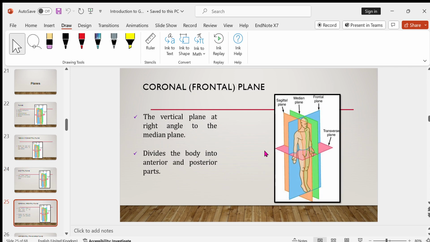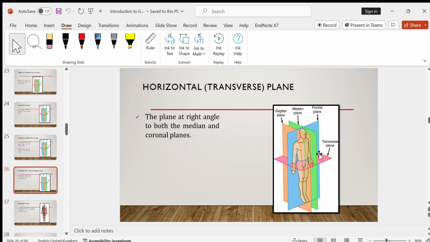The coronal plane is also called the frontal plane. It divides the body into an anterior half and a posterior half. This blue one is the coronal or frontal plane. You can see in this picture that it is dividing the human body into an anterior half and a posterior half.